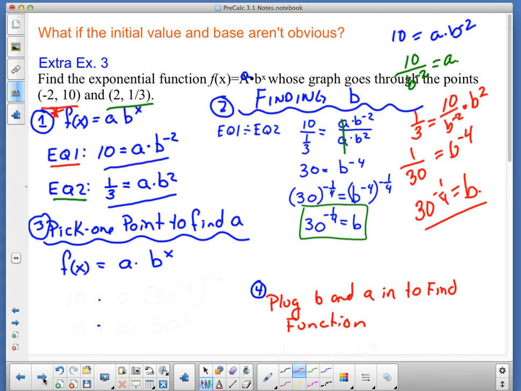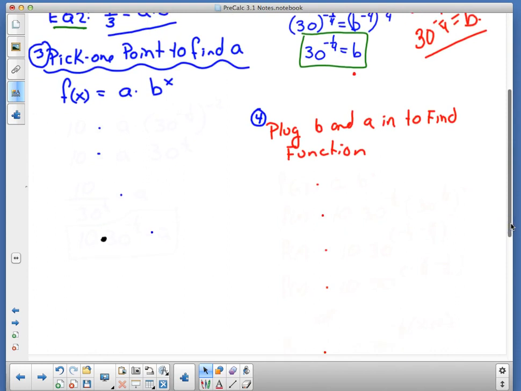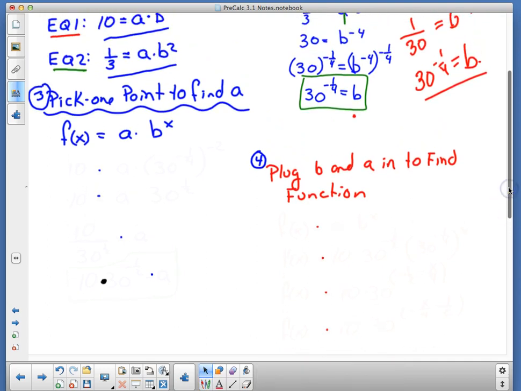I always get students wondering, why did you do it this way? This is just faster, dividing the two. But I could find one over the other, no problem. Now, after I do that, I've got my b. I've got to find a. So when I'm looking at my a value here, I'm going to pick one of the values in my previous equations, and I'm going to use the 10 because that was an easier one to do.